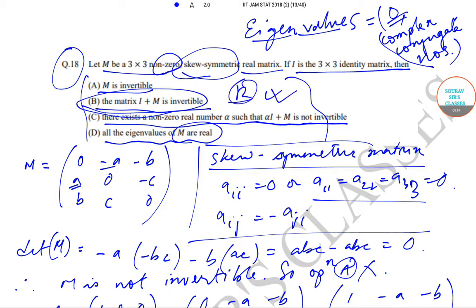So today we have solved question number 18 from the IIT JAM Mathematical Statistics question paper of year 2018. We will be solving the next questions in the subsequent videos.